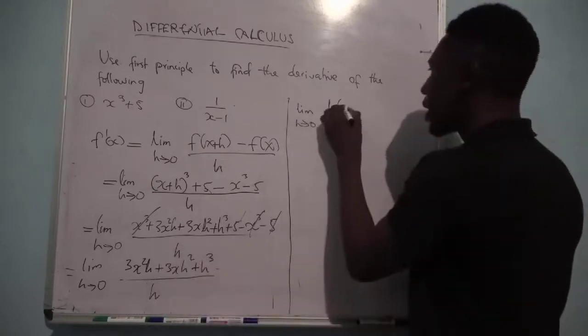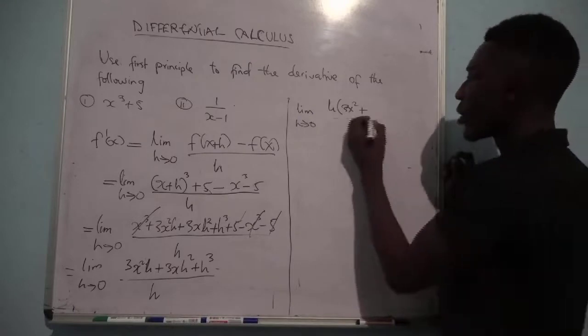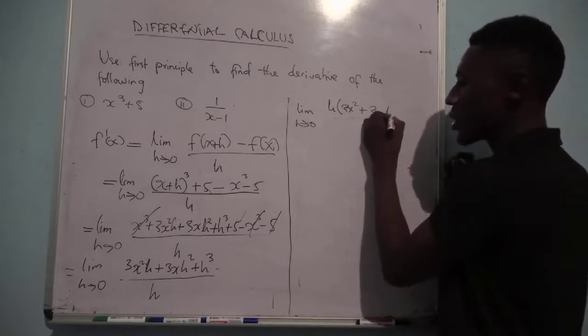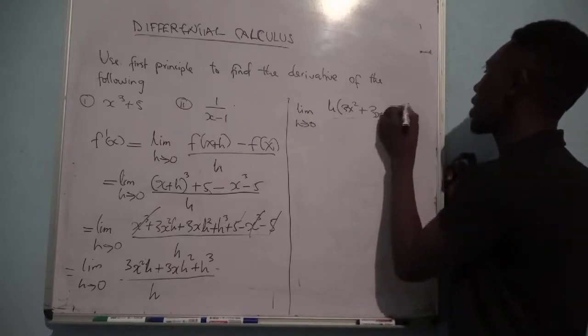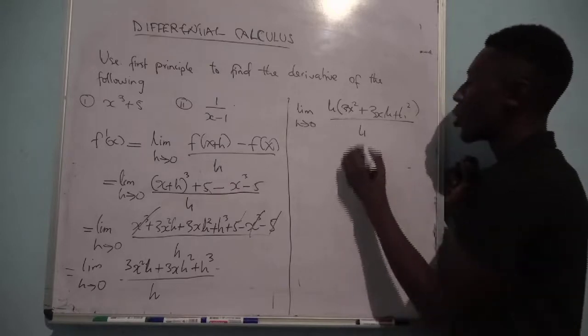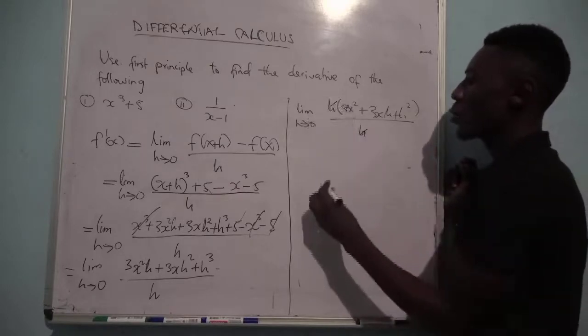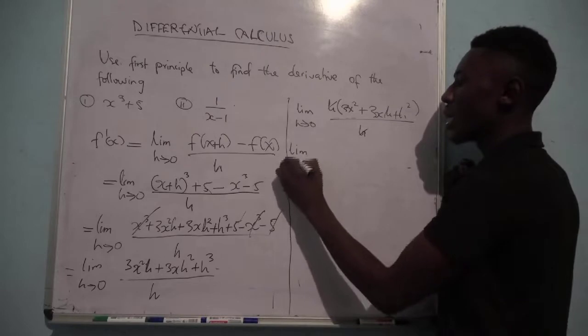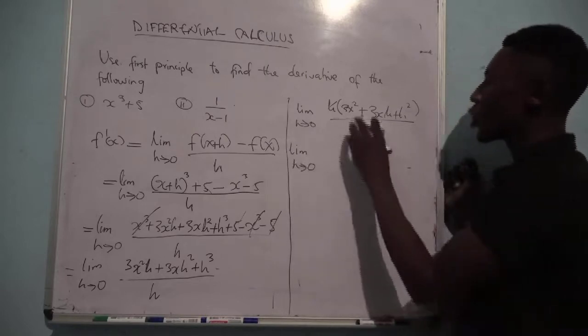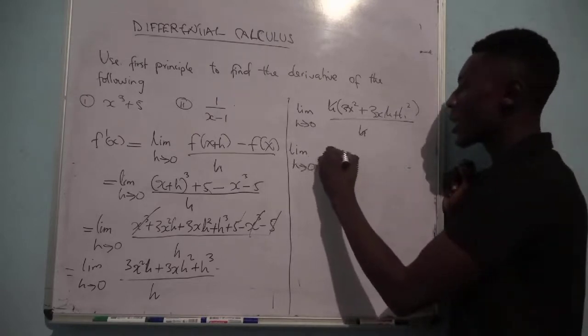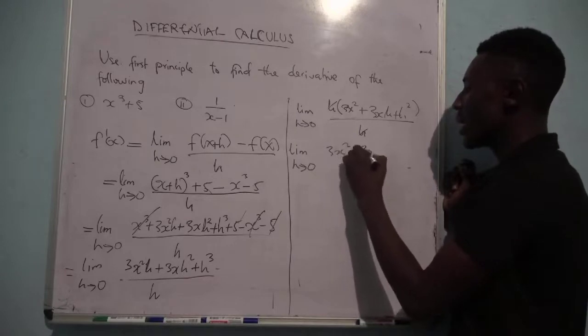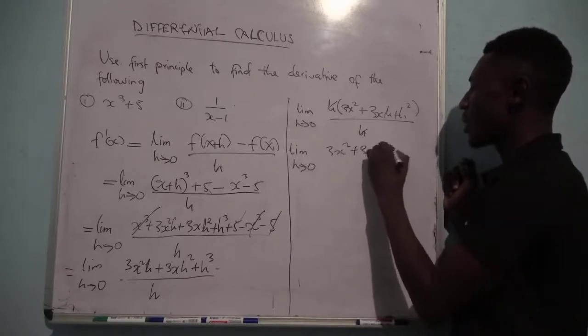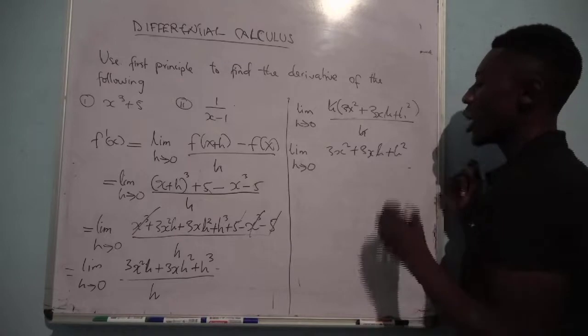Here I'll have 3x plus, there I have 3xh plus h squared like this over h. So the h and the h will cancel, meaning I'm going to have the limit as h approaches 0 of 3x squared plus 3xh plus h squared.